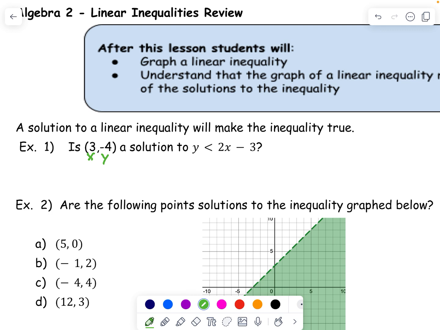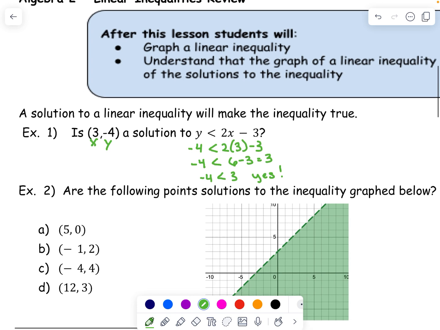Every point is an x and a y value that are said to work together. If this is an x and y value that is a solution to this inequality, then it makes the inequality true. So if I put a -4 in for y and a 3 in for x, the inequality should be true. So the question is, is -4 less than 6 minus 3? Now 6 minus 3 is just 3. So is -4 less than 3? And the answer is yes. Yes, this is true, which means yes, it is a solution.